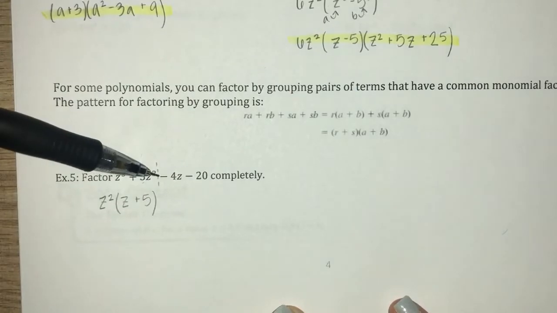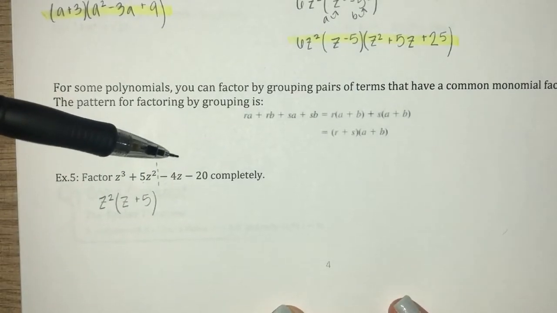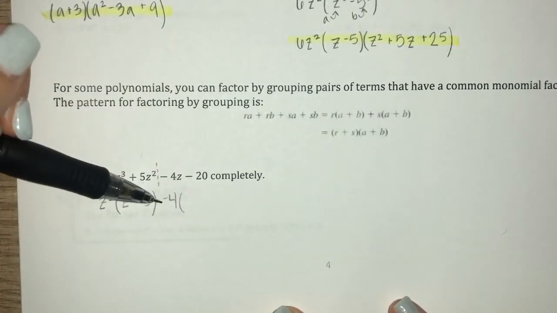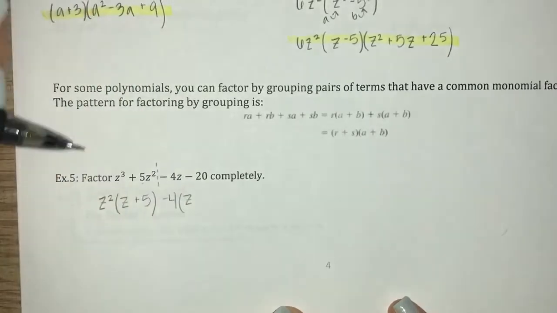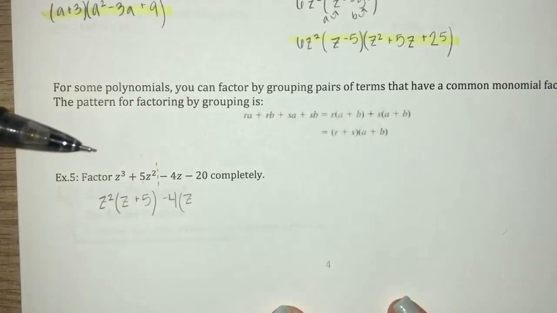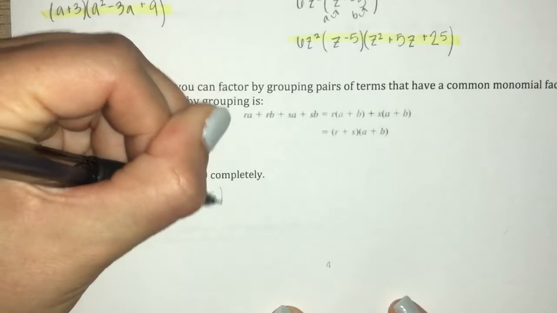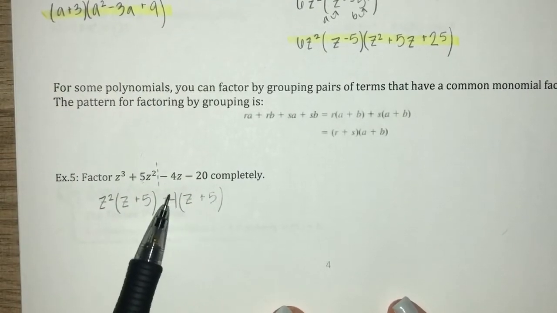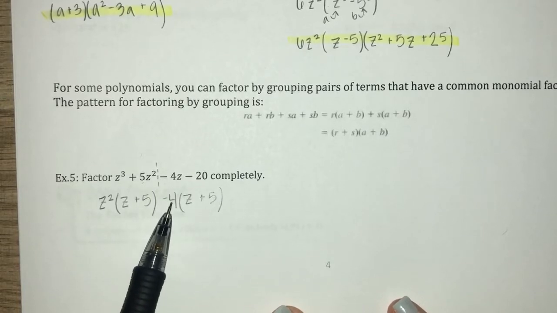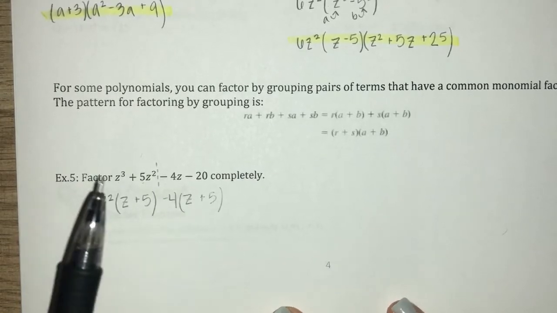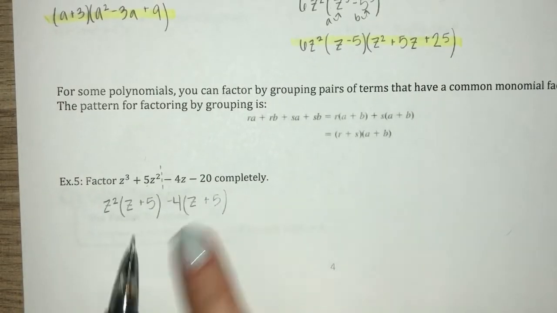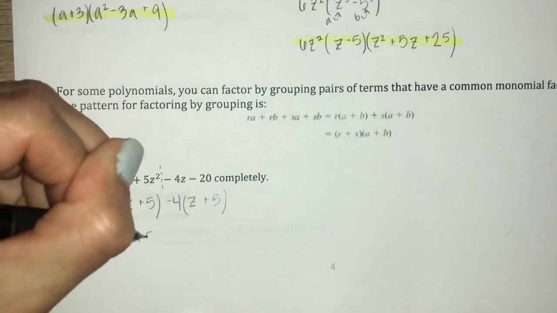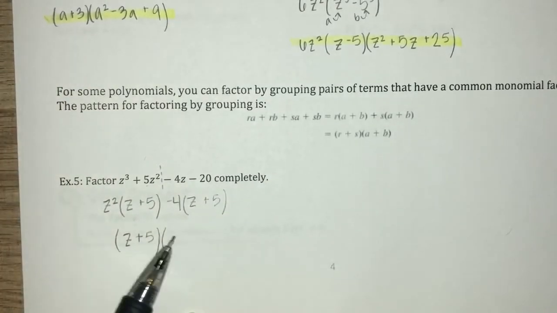And then between negative 4z and negative 20, I can factor out a negative 4. So negative 4z divided by negative 4 would become positive z, and negative 20 divided by negative 4 would be positive 5. And that's what you want. You want these two to be the same. If they're not, say the signs are messed up and you only factored out a positive 4, you'd want to go back and change it so that the signs match up. And then now we'll pull the z plus 5 out of both of these terms. So we'll factor that z plus 5 out, and we're left with z squared minus 4.